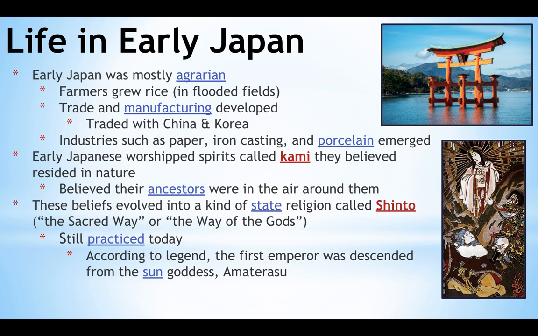And then early Japanese worshipped spirits called the kami. So the kami were spirits in nature, and they also believed that their ancestors were in the air around them. And so these beliefs led to a kind of state religion known as Shinto. Shinto does still exist. It means the sacred way or the way of the gods. Like I said, it's still practiced today. But according to legend, the first emperor was descended from the sun goddess Amaterasu, and that started the first dynasty in Japan.